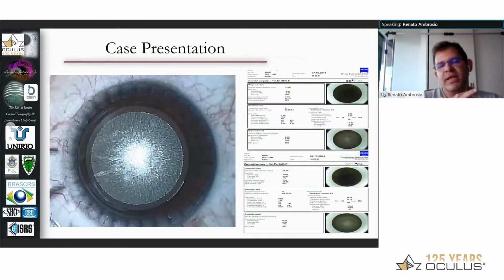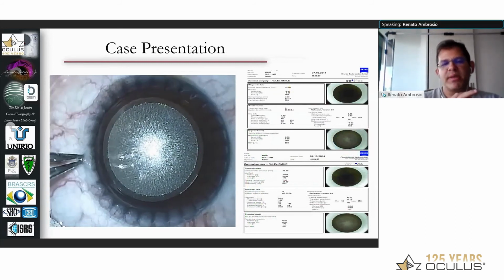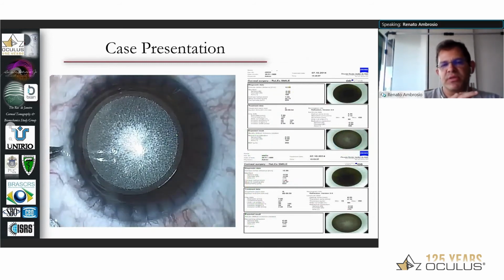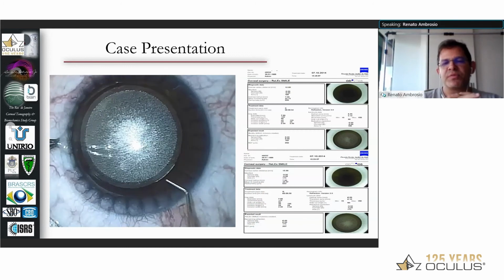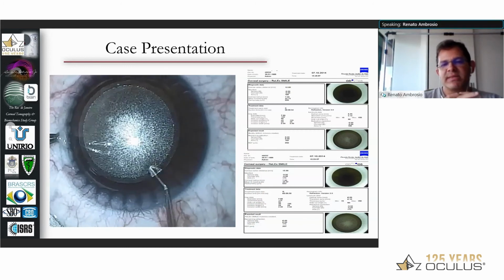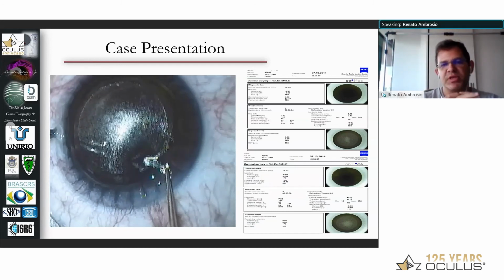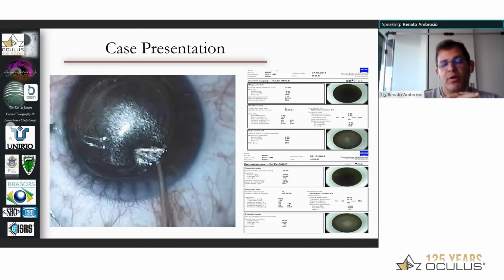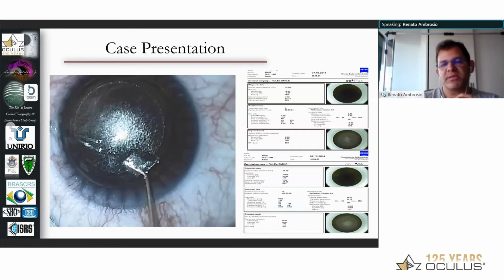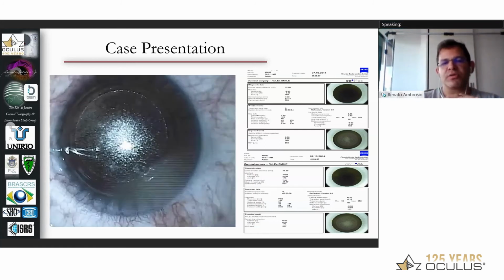SMILE is a procedure that I found myself very much in agreement with the benefits of, because we have less biomechanical impact, but you still have a weakening because you're removing tissue and you're weakening the cornea. And also you have lower dry eye indices. You still impact the ocular surface.